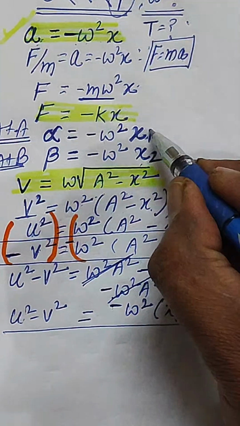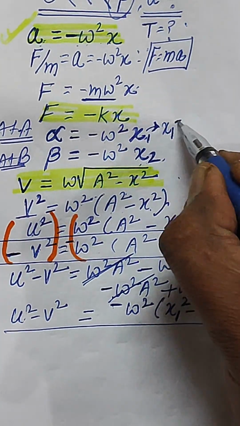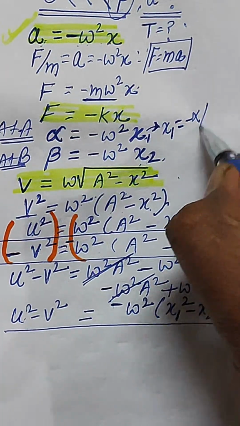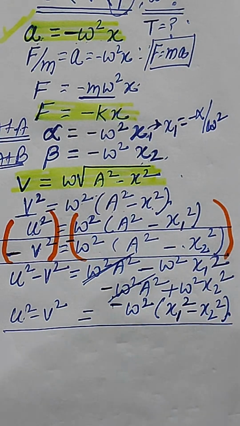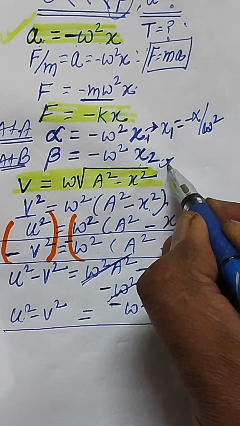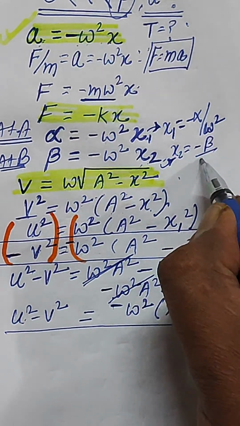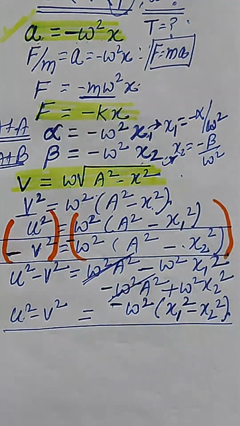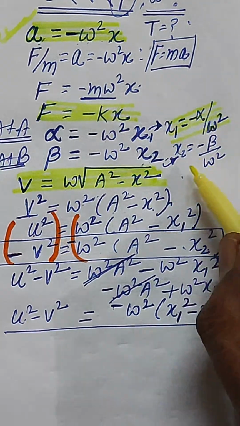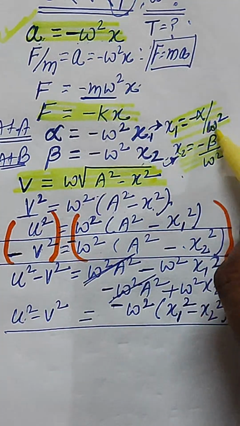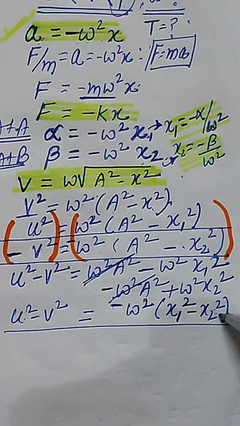x1 can be written as minus alpha by omega square, isn't it? Minus alpha by omega square. And from here, x2 can be written as minus beta by omega square. Why have we written it? Because we are going to use it: x1 equal to minus alpha by omega square and x2 equal to minus beta by omega square. Just substitute it over here, right?